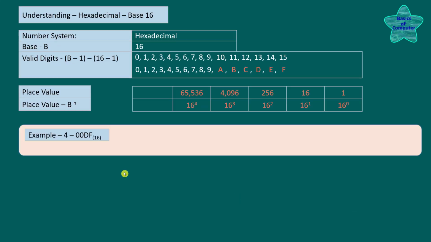Let us try to solve some problems. Try to solve DF to the base 16 and convert to corresponding decimal. Give it a try. Make sure you replace the letters with the corresponding number. F with 15 and D with 13.